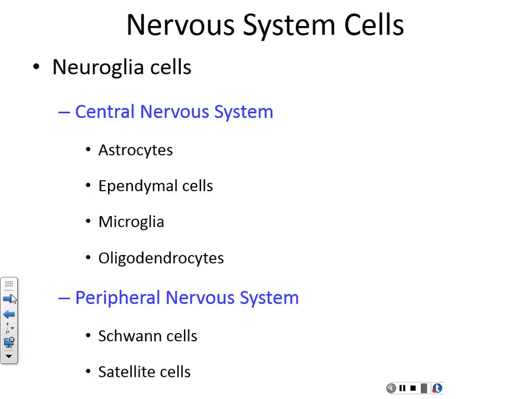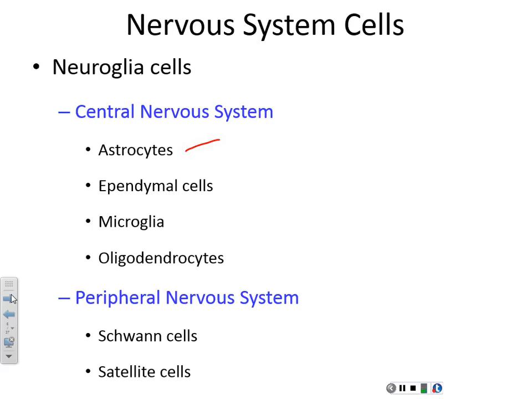Now we go to the bulk of the brain, the neuroglia cells, for supporting and anchoring all these neurons to nutrients like blood vessels, right? We have four in the central nervous system and two in the peripheral nervous system of these neuroglial cells, or glial cells.